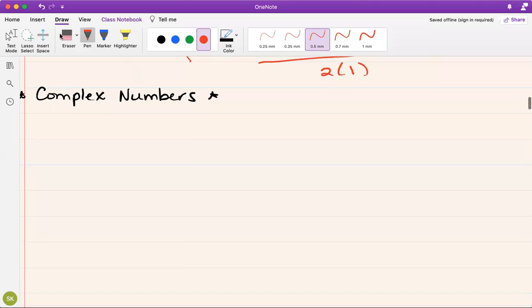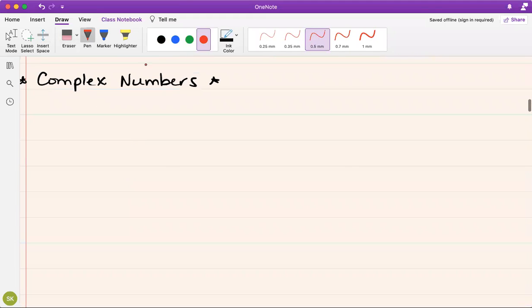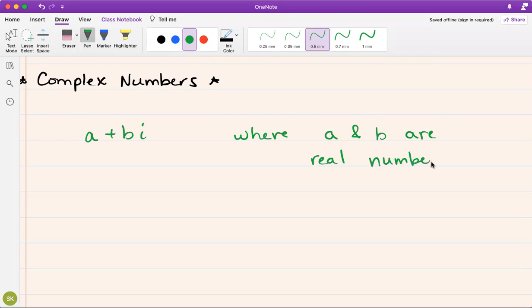So to prepare us for that, we need to talk a little bit about complex numbers. What is a complex number? A complex number takes this form, a plus bi, where a and b are real numbers, and i is equal to the square root of negative 1. Before we never really talked about square roots of negative numbers. Now we're going to talk about them.